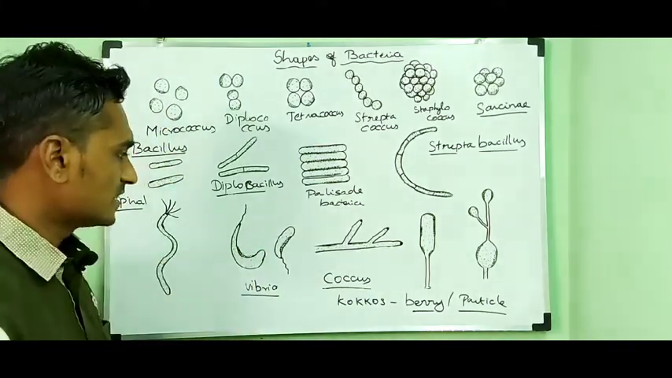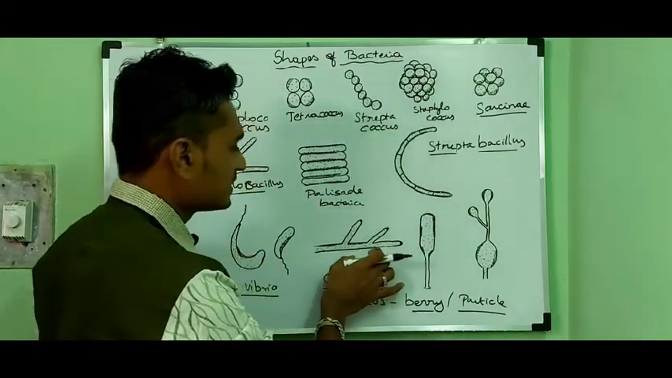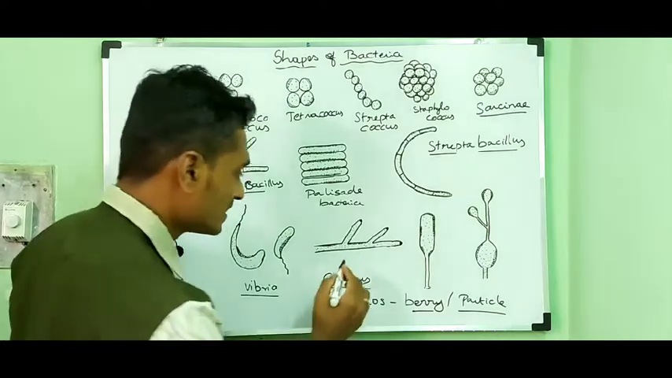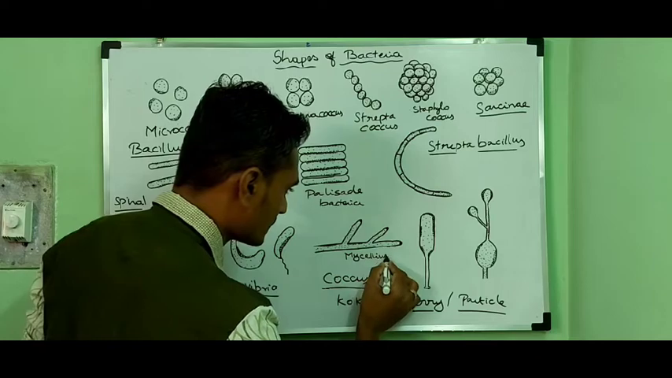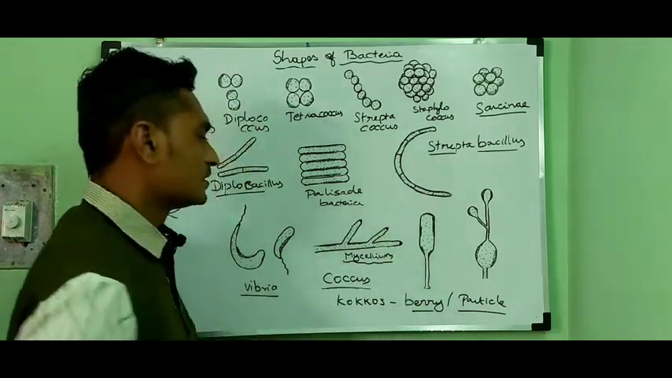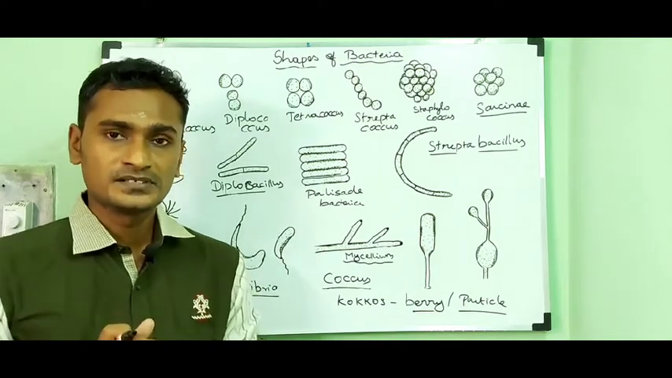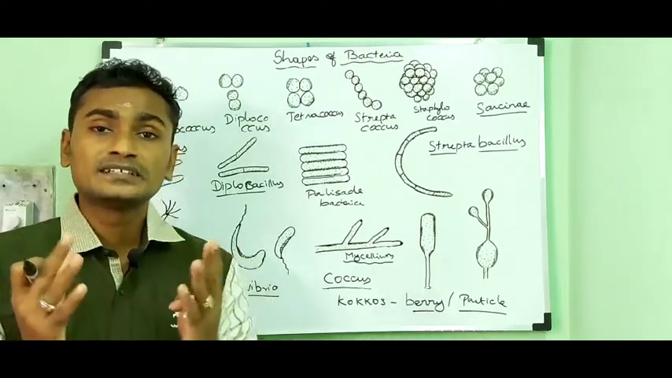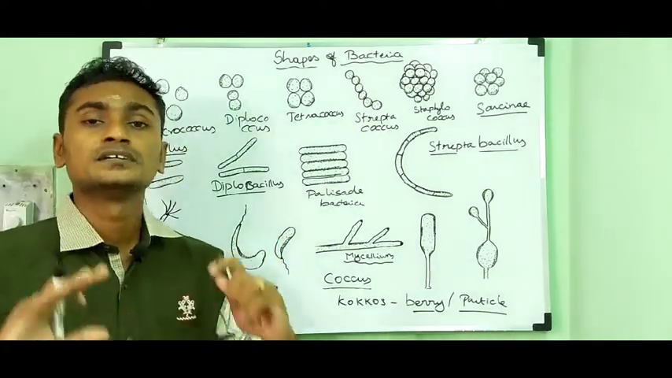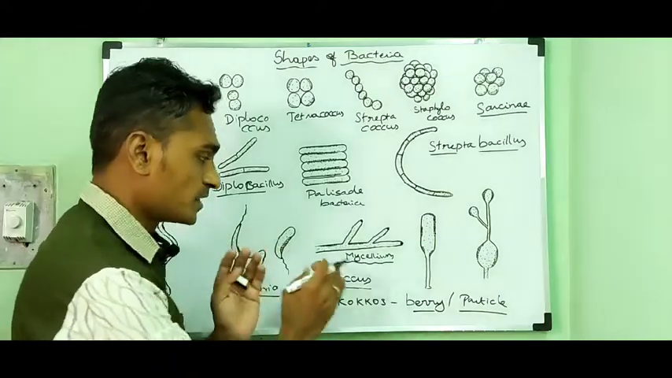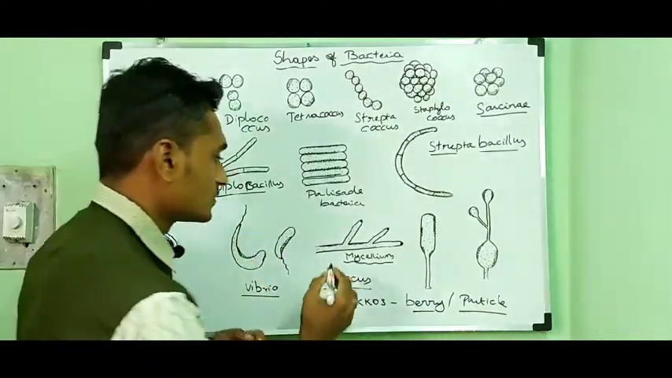Then here you can find a mycelium type of bacteria. Mycelium actually means the plant body of fungi. So the plant body of this bacteria resembles a fungus. That is why the bacteria is said to be a mycelium type of bacteria. That class is called actinomycetes.